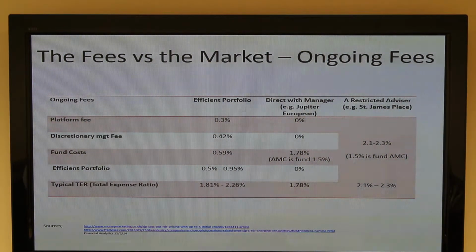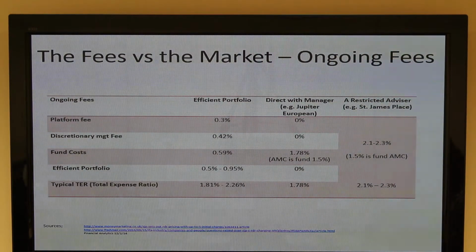So the total expense ratio, which is the important figure to look at here, is not annual management charges, which often exclude certain costs. Total expense ratio for each of those 3 solutions, ours will be between 1.81 and 2.26. You go direct to the Jupiter European Fund again as an example. We pick that example because it's a fund that's in the portfolio at the moment. Total expense ratio is about 1.78%, and going to a restricted advisor like SJP is between 2.1 and 2.3%.